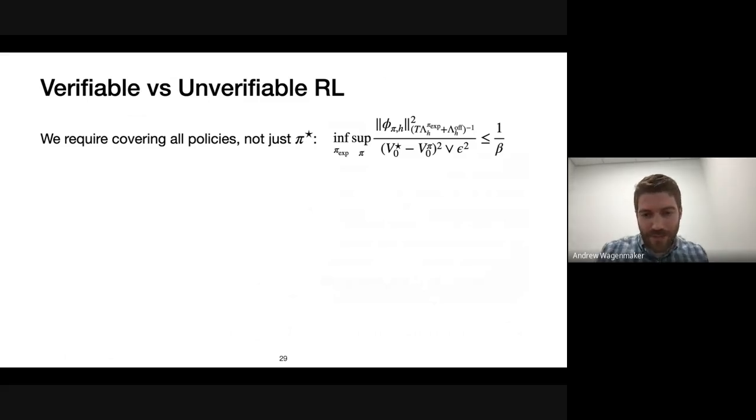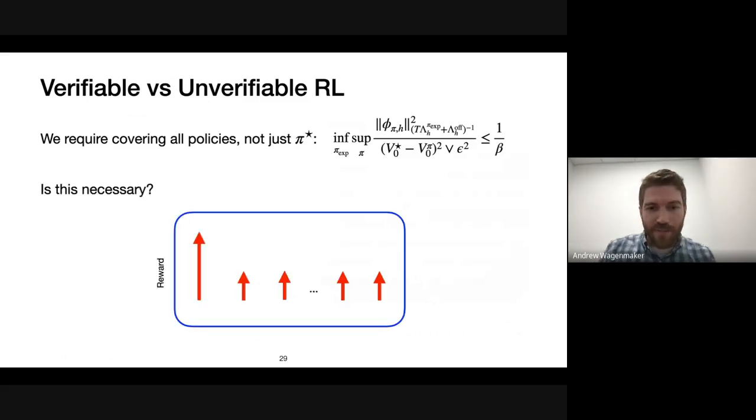And so you might wonder, is this necessary? I guess the answer is it kind of is, or actually it is, depending on what kind of a result you want to get from your algorithm.